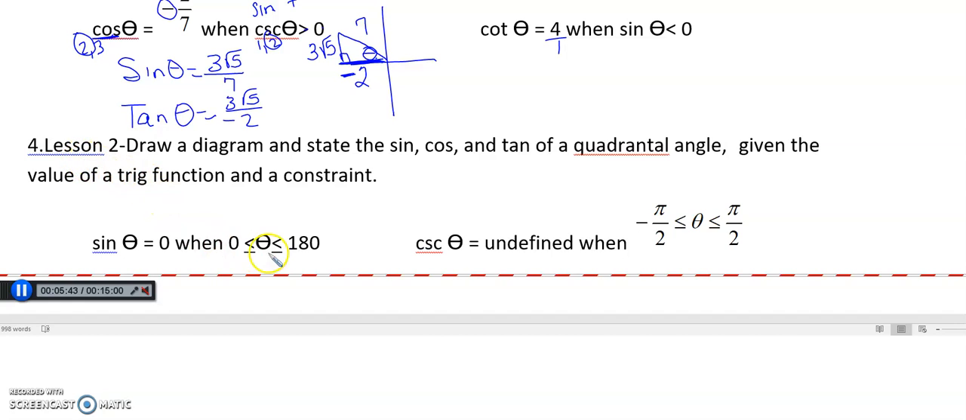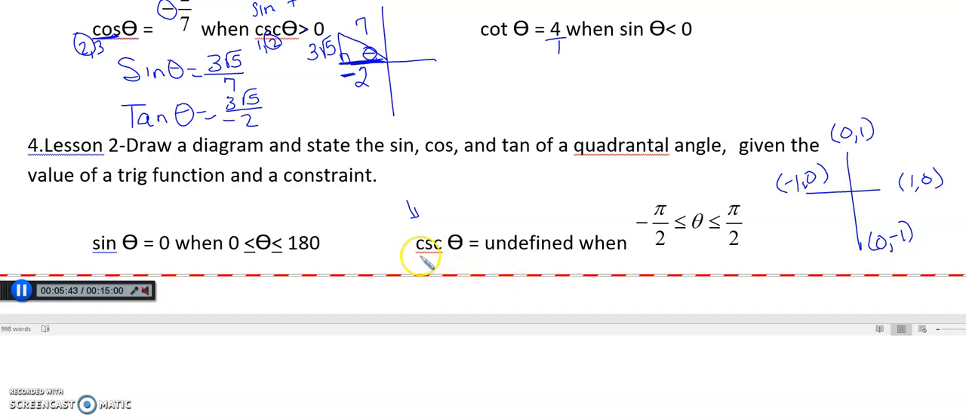For this next one, it says draw a diagram and state the sine, cosine, and tangent of the quadrantal. So this is a quadrantal value for both of these, and I'm going to do the second one. If we just remember what the values are, I'm just going to label them.